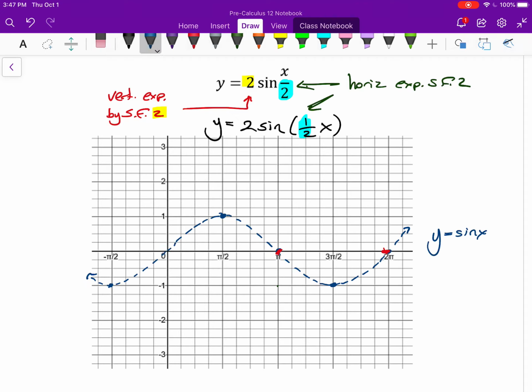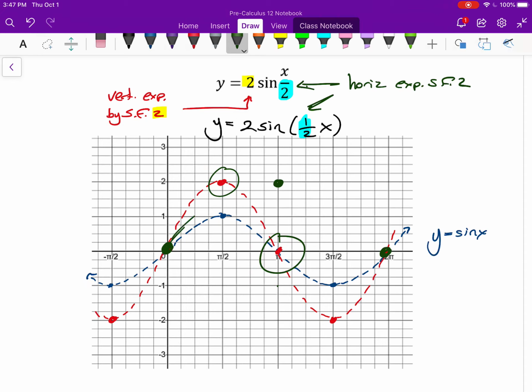So first, the vertical expansion by a scale factor of 2, which I didn't do, should look like this. There we go. Okay, that is the graph of just the vertical expansion. Now I want to expand this horizontally. So I want to take those points in red and double all the x coordinates. Again, it still goes through 0, 0, but now this point, instead of being at pi over 2, is going to be at pi. This point, instead of being at pi, is going to be at 2 pi.